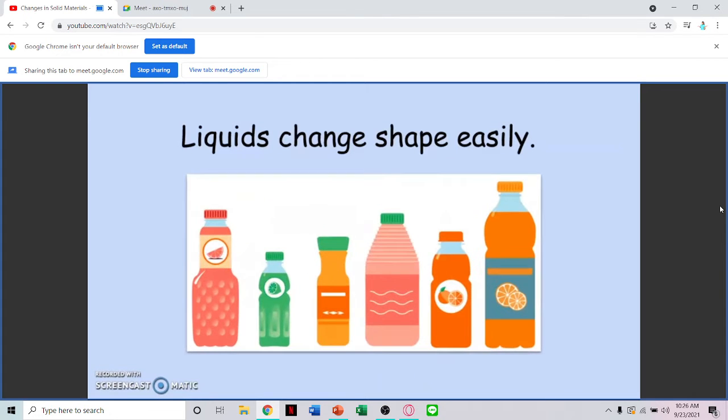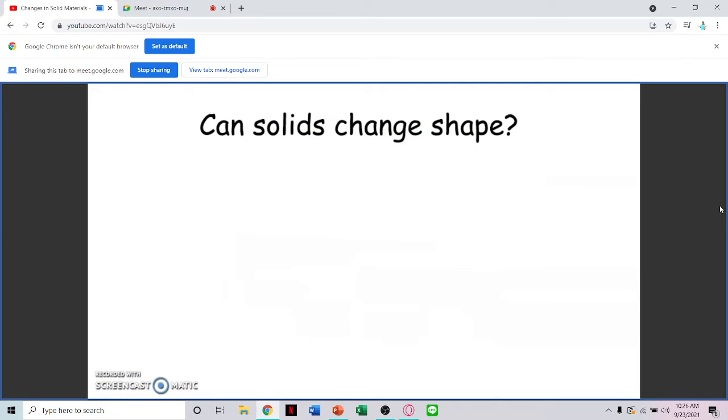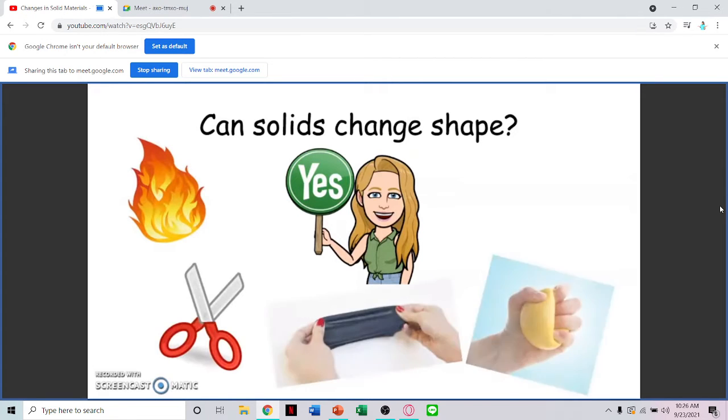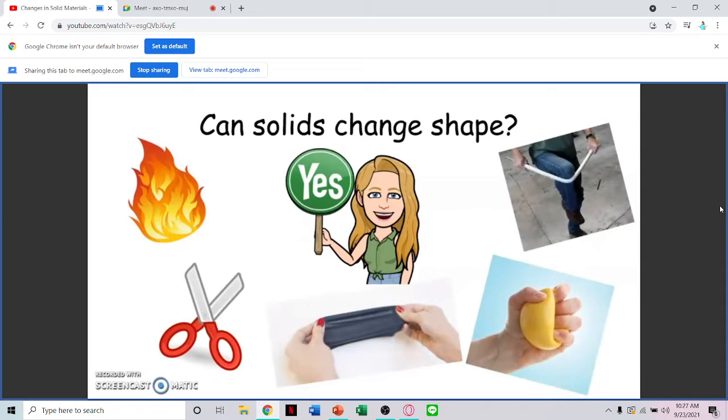So we can say that liquids change shape easily. Their shape is the same as their container. But can solids change shape? The answer is yes, they can. But it's not so easy. We have to do something to them to make them change shape.